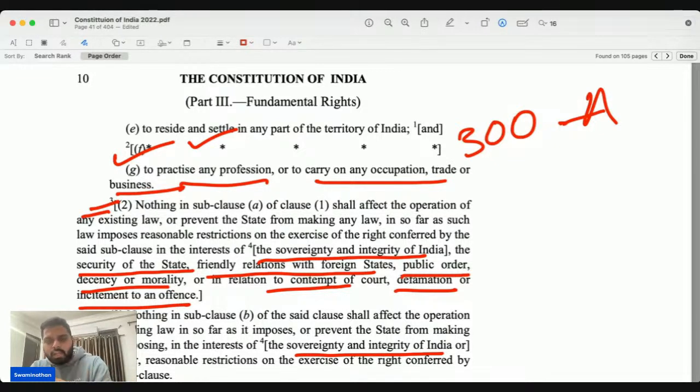Now you see, this is different from the right to work. Right to work is still a DPSP, but this is the right to choose the profession or any trade you want to do. There is no limitation. You want to be a doctor, you can be a doctor. Forget about your previous background. If you have the merit and you qualify the particular qualification, you can go for that. Okay. So this is again a fundamental right.